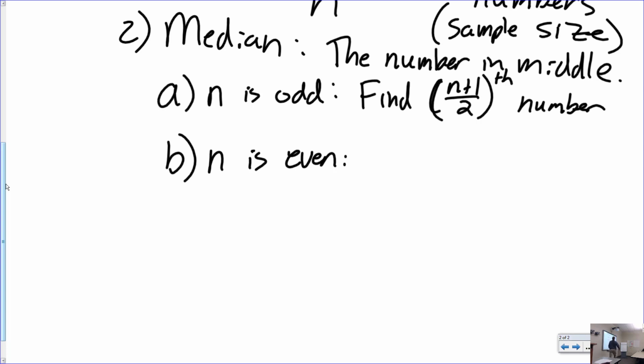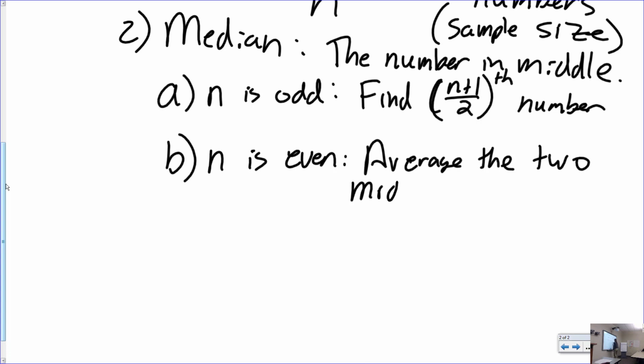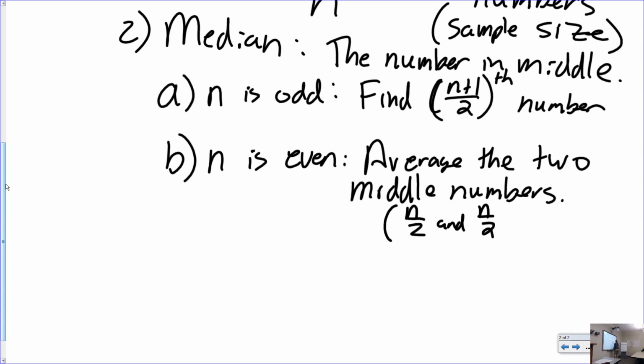And if the number is even, average the two middle numbers. So in this case, there isn't a unique number in the middle. There's actually two numbers in the middle, and technically you average those two numbers to determine what your median is. And again, the positions of those median numbers are n over 2 and n over 2 plus 1, which we'll talk about in a little bit when we get to some examples. All right?